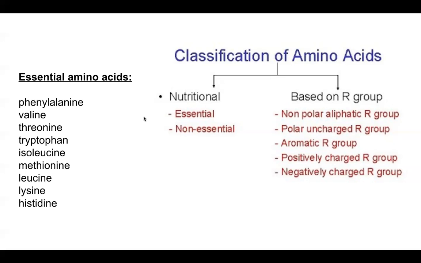Here are given essential amino acids: phenylalanine, valine, threonine, tryptophan, isoleucine, methionine, leucine, lysine, histidine. All these amino acids are not synthesized in our cells.